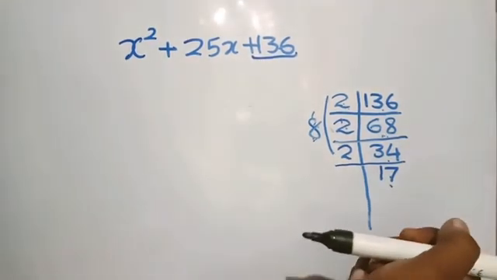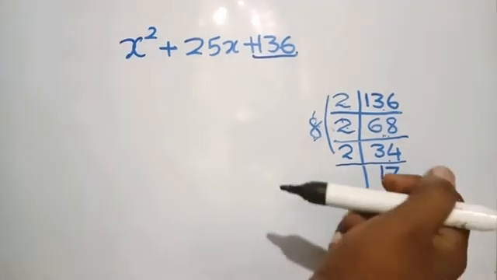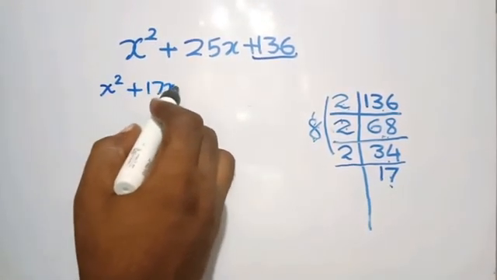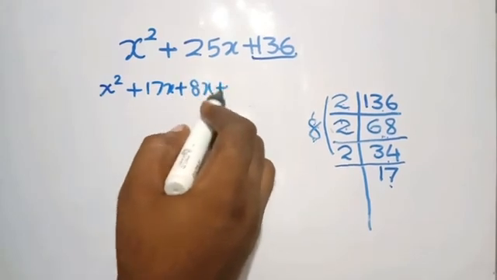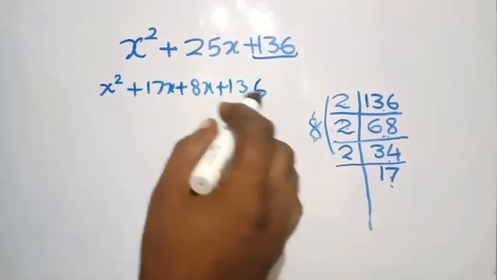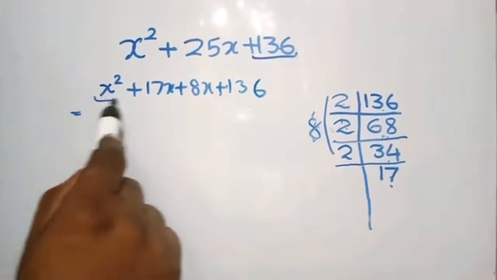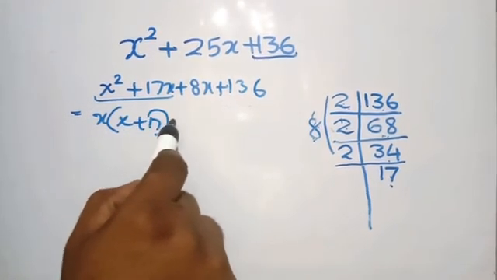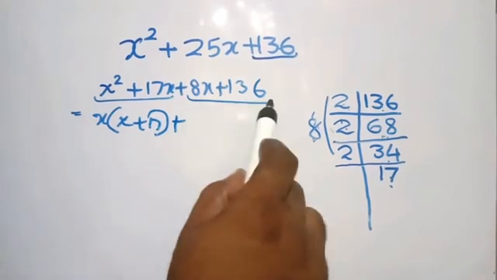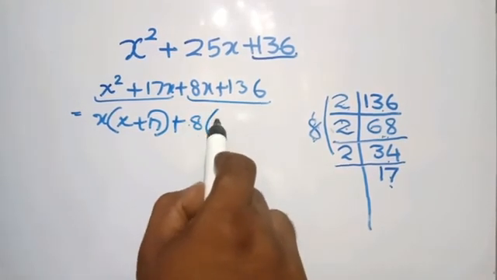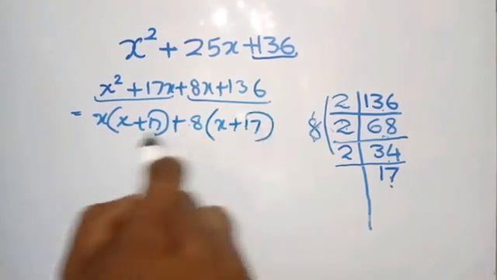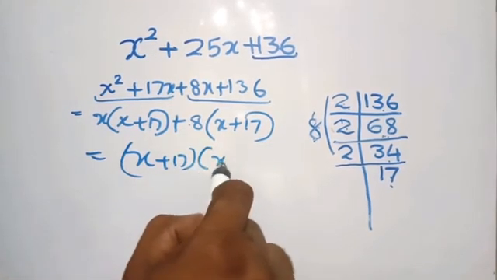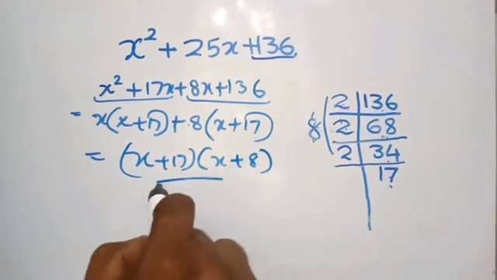So which are the two numbers now? 17 and 8. So we can write it as x squared plus 17x plus 8x plus 136, and go on with the preceding steps. In this, x is common, so we get x plus 17. Here 8 is common, so we get x plus 17. That is x plus 17 into x plus 8 as the answer.